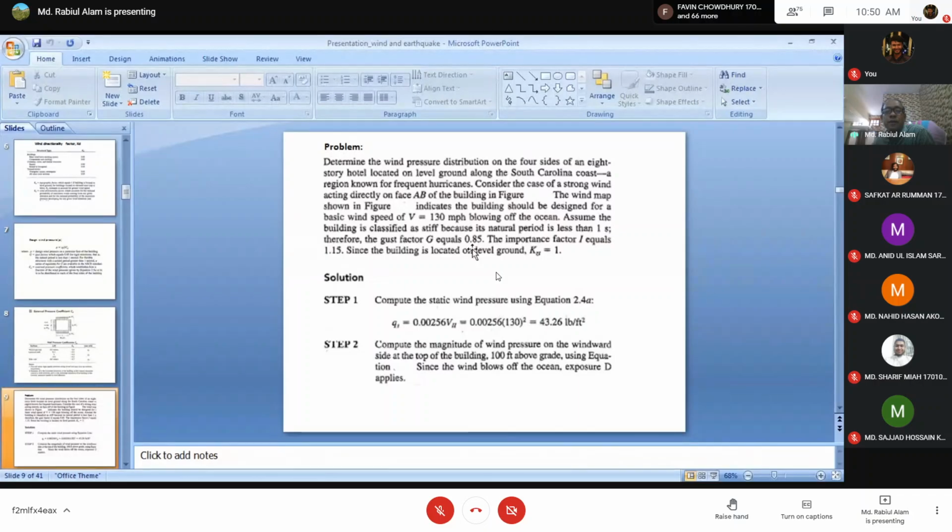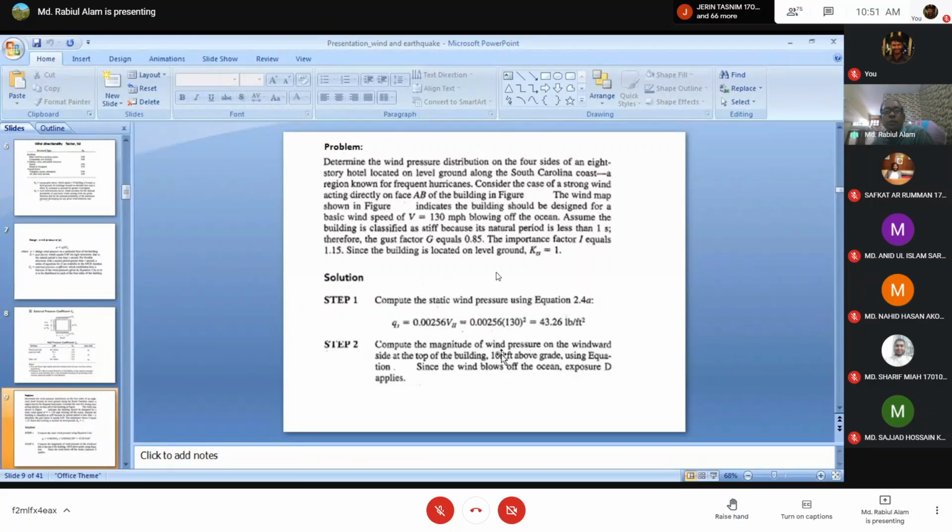So stiff and flexible, there are two conditions. It says the structure is stiff, that is rigid. That's why they consider the gust factor is 0.85. The importance factor equals 1.15. They mentioned here that the building is located on level ground. That means Kzt is 1. Whenever it's level ground, they consider topographic factors like Kzt.